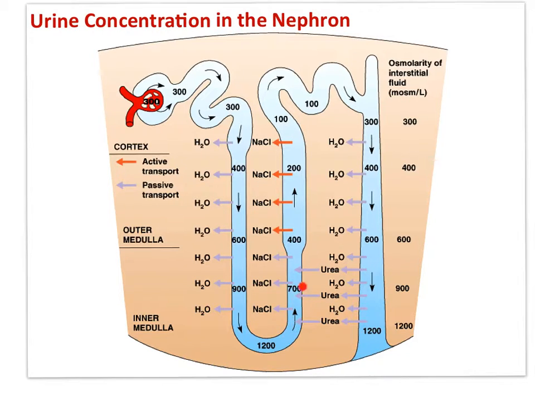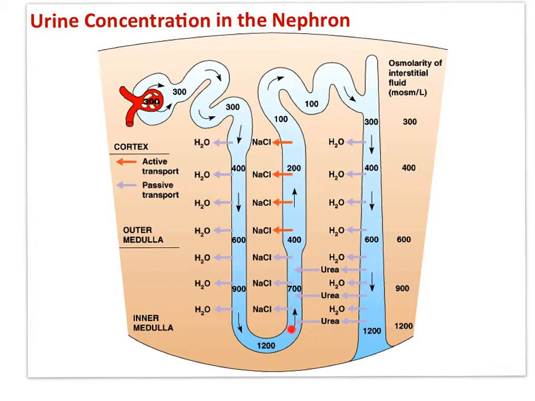say that the ascending limb of the loop of Henle is impermeable to water, but that salts can passively, then actively be moved out of the tubule. And this passive and then active movement of salts out of the tubule from a place where the salts are highly concentrated to less so establishes the gradient that we see here.